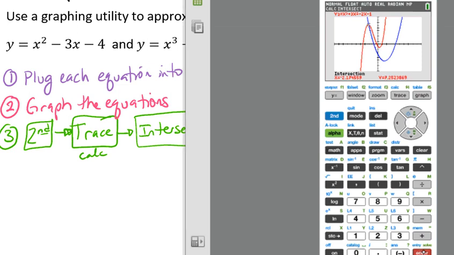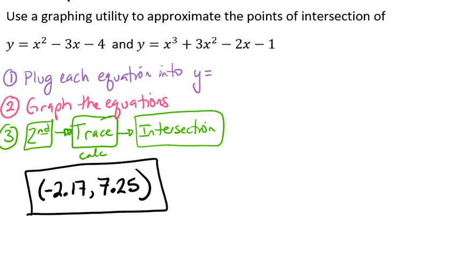And it tells us the intersection is approximately at negative 2.174, comma, 7.252. So if we round those to 2 decimal places, we get negative 2.17 for our x value, and for the y value, we'll get 7.25. And so here we have our intersection point.